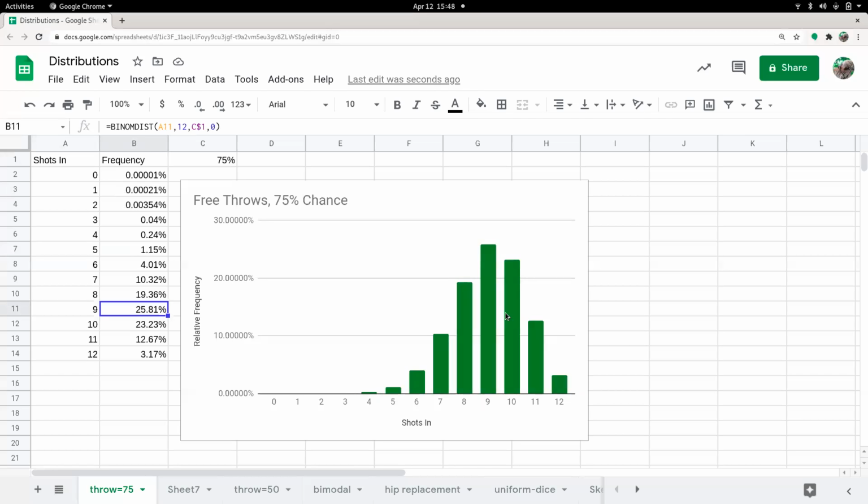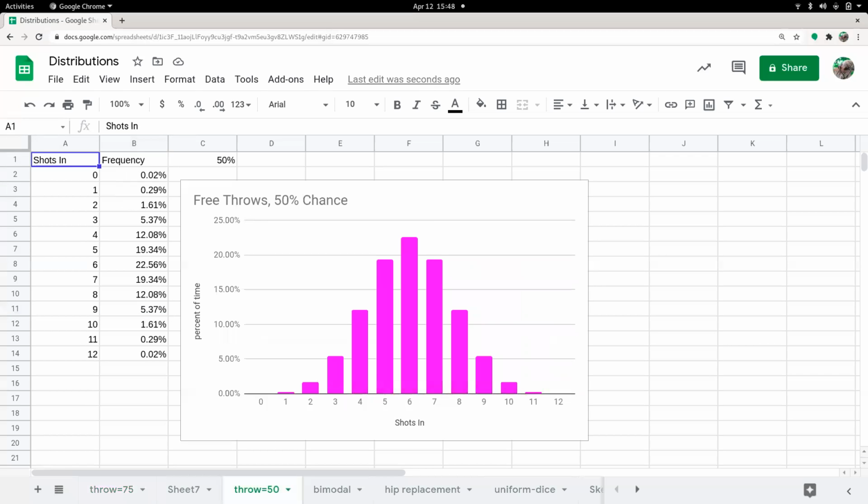Distribution here, we would say this is skewed to the left because it has this left tail. Let's look at another one. If someone had a 50% chance of getting in a free throw, half the time they throw it, it goes in, half the time it doesn't.